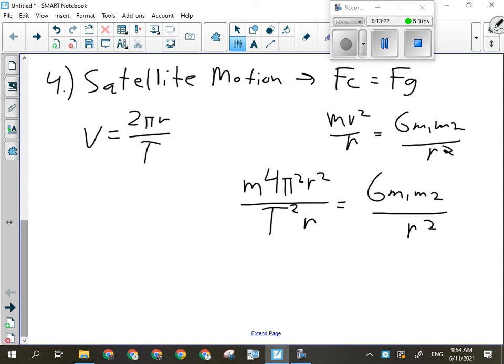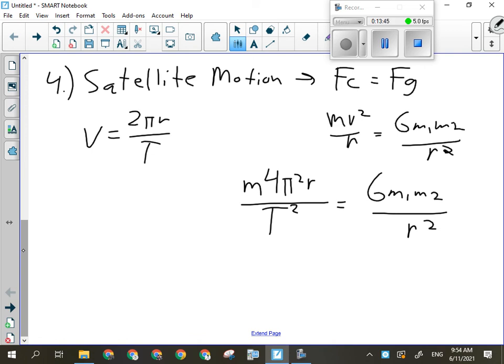Okay, I got an r squared on the top and an r on the bottom. So that's what that ends up being. Now, something that I saw on the unit exam a fair amount that I want to address.